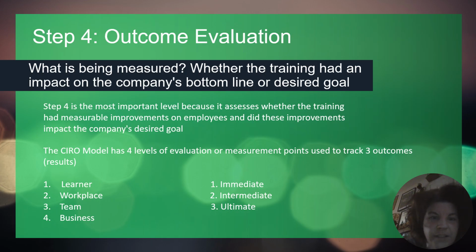The serial model has 4 levels of evaluation or measurement points used to track 3 outcomes or results. In these next slides, we will go over exactly how these 4 levels and the 3 outcomes interact with one another.